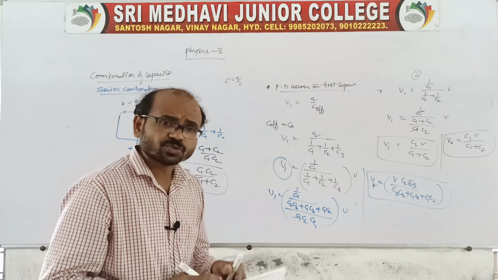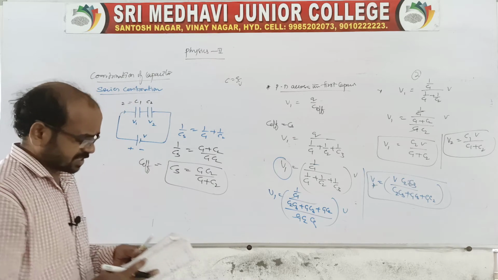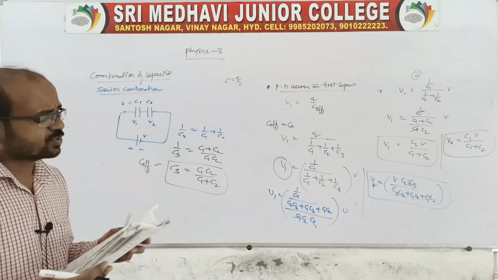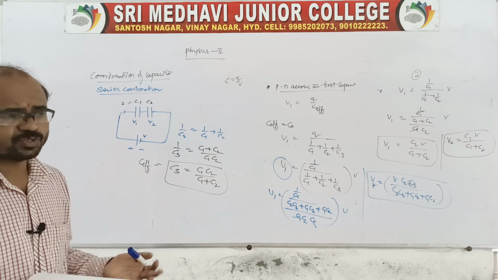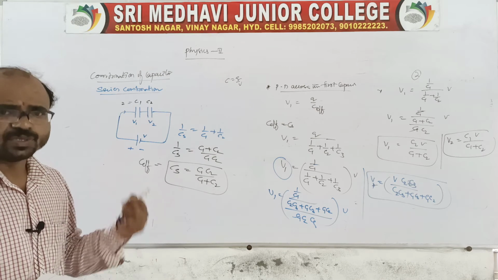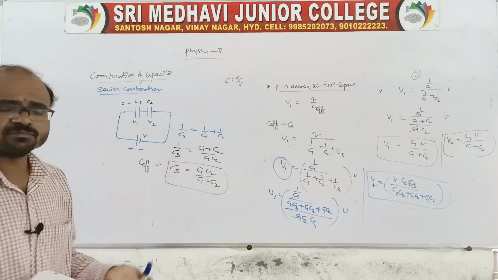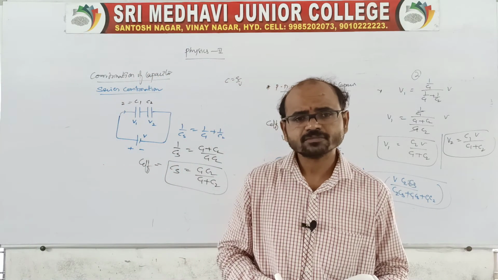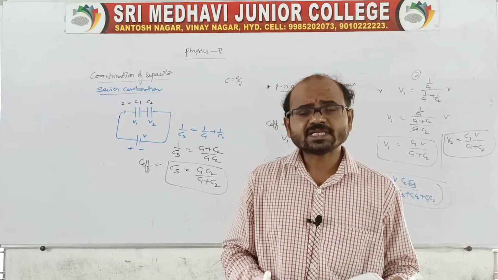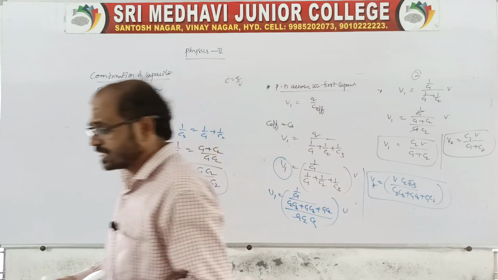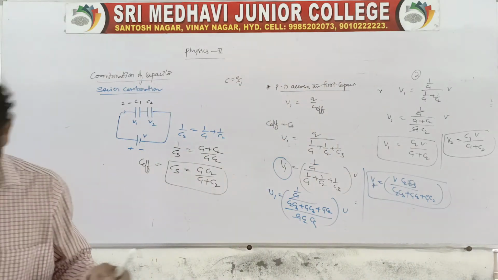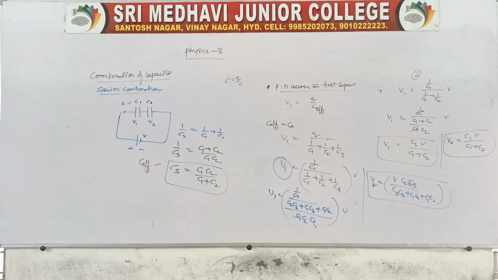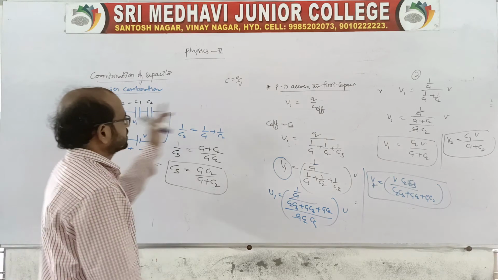So this is the method to find the individual values. Otherwise, we can also do it directly. We have C is equal to Q by V. After knowing the C value and the Q value, you will get the answers directly. There's nothing to worry about. So this is about the series combination. If the question asks to find the capacitance, the ratio of charges, or the ratio of potential differences, then we can do it this way.